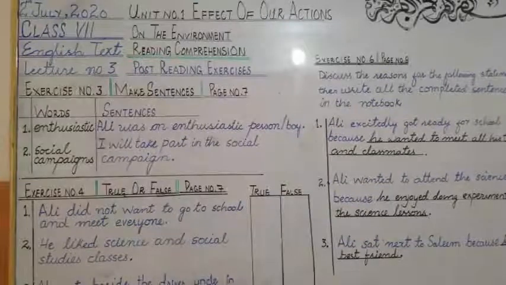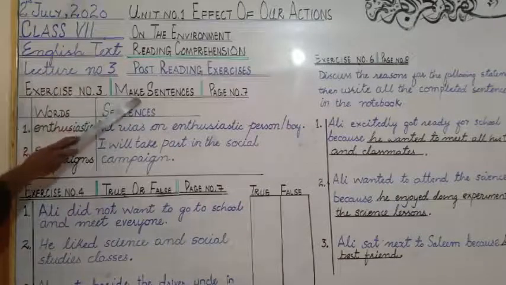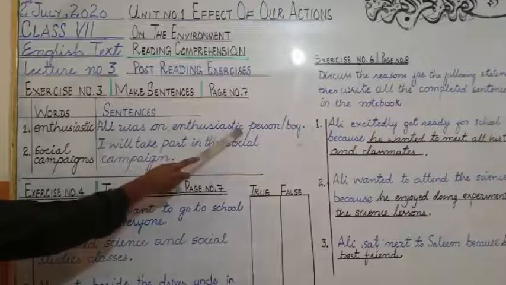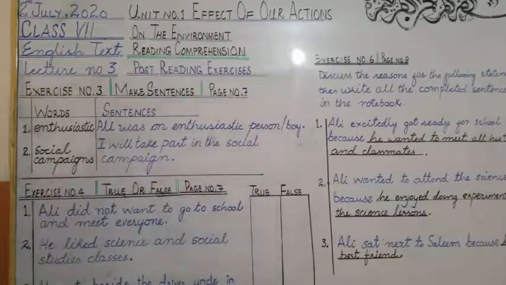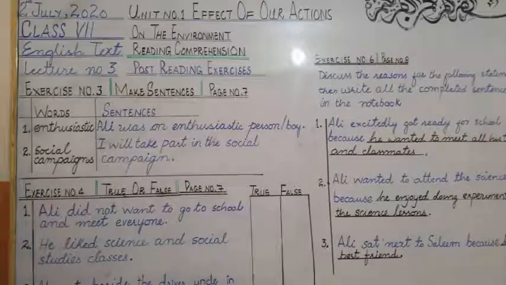Now look at the board. Exercise 3, make sentences, page number 7. You have to make the column in your notebook like this. The first word is enthusiastic and the exemplary sentence is Ali was an enthusiastic boy. The second word is social campaign and the exemplary sentence is I will take part in the social campaign. These are the exemplary sentences.